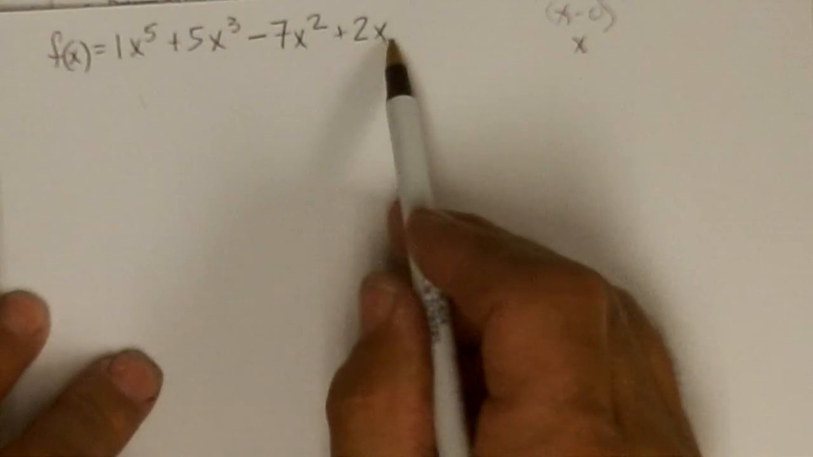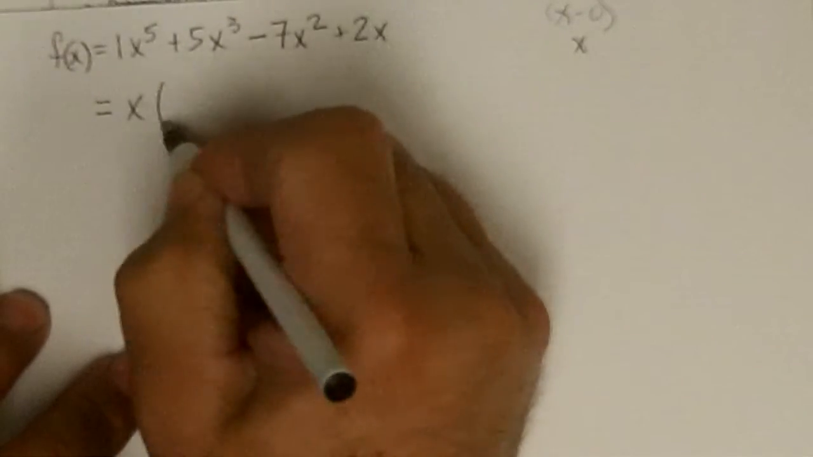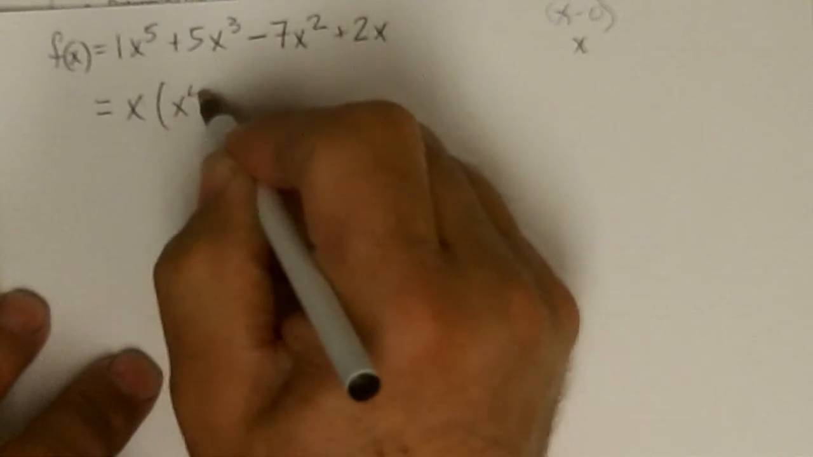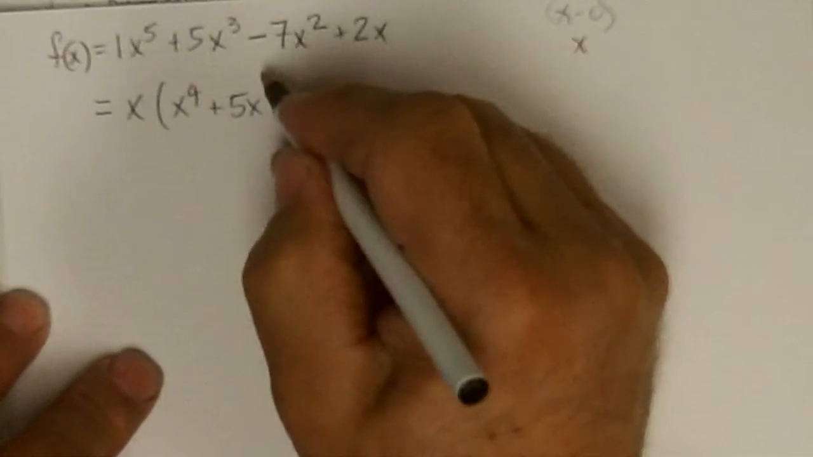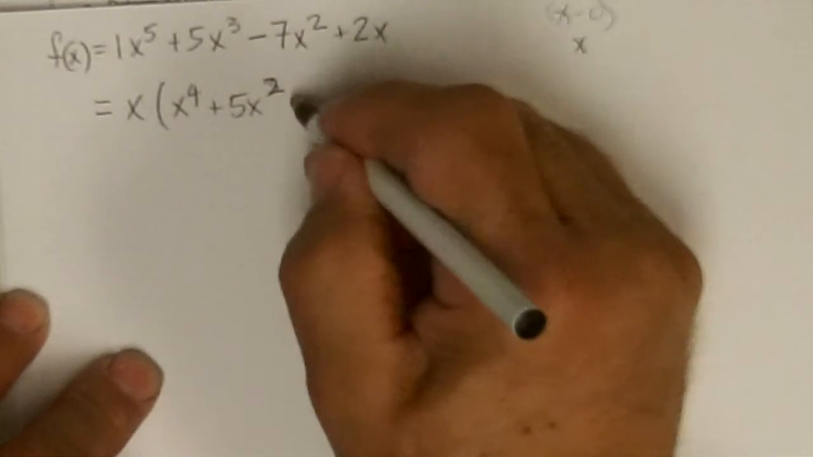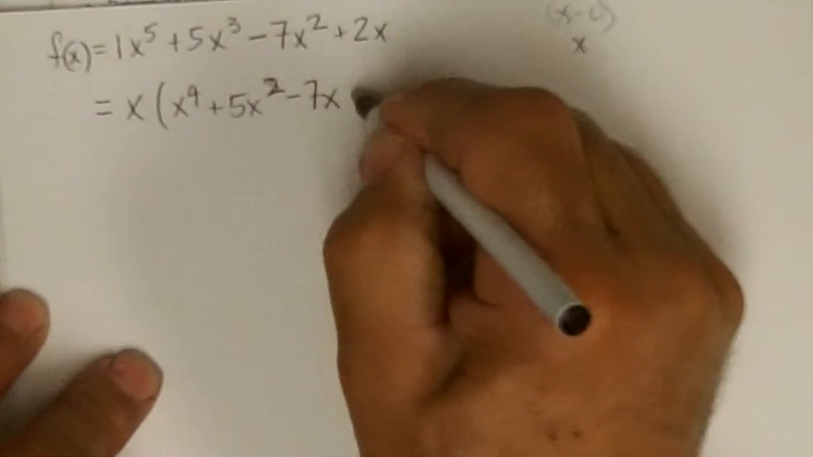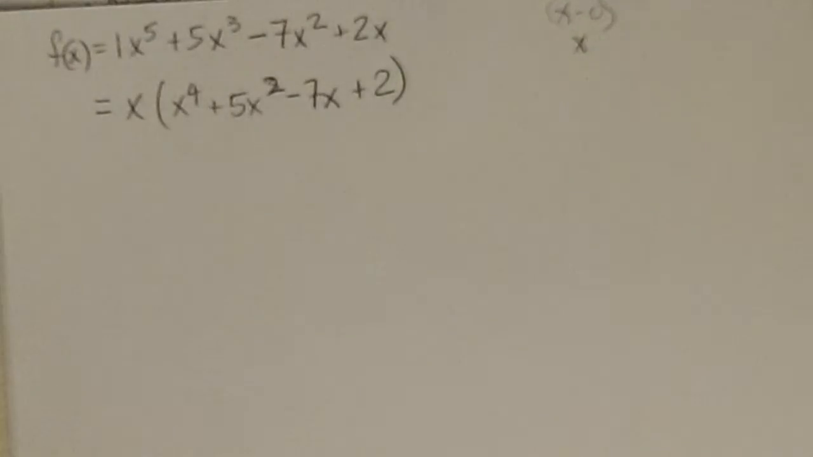So let's go back and look at this. Can I take an x out of everything? And yes, sure enough I can. I can say it's x times x to the 4th plus 5x to the 2nd minus 7x plus 2. So I've already got it down one step.